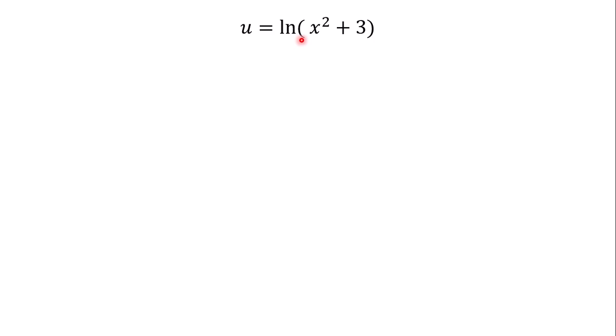Now, to differentiate natural log of x squared plus 3, to make it very simple for you, I'm going to say this so that it will help us. This one has been differentiated and we had 2x. Now, just assume that the whole of x squared plus 3 is one variable. Yeah, you just take it as that. Let's say k.